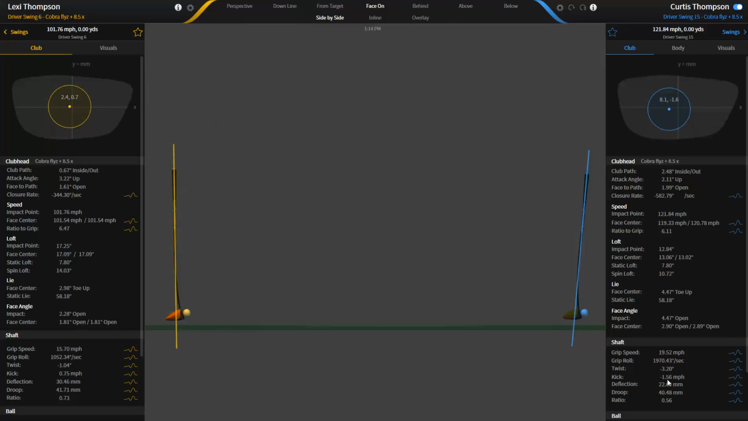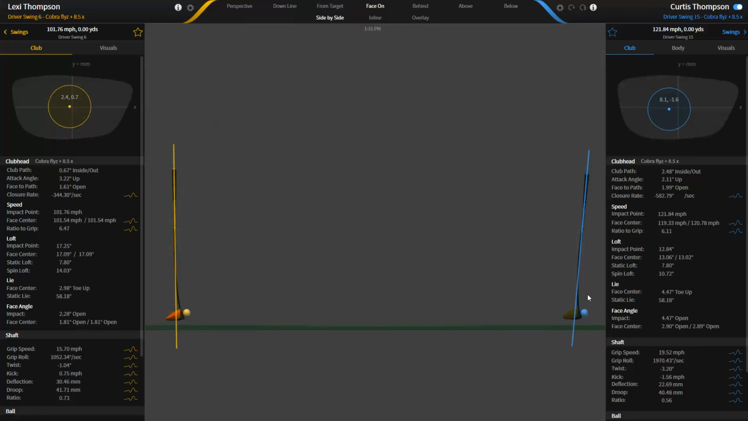Curtis has negative shaft kick with the same exact shaft at 120 miles per hour. So the club is actually on its deceleration. And when I asked him how this golf club felt, he said it actually feels pretty good. And I asked if it felt soft, and he said no. So they feel two totally different things. Lexi plays a very stiff driver, and Curtis does too, but they move the shaft differently.